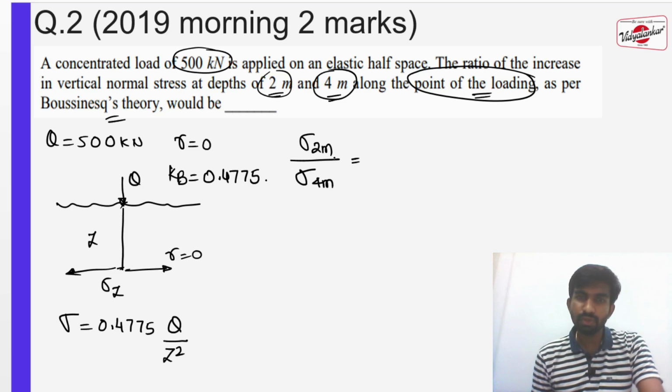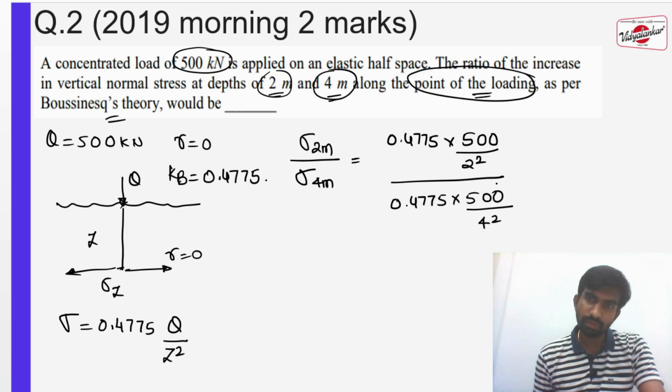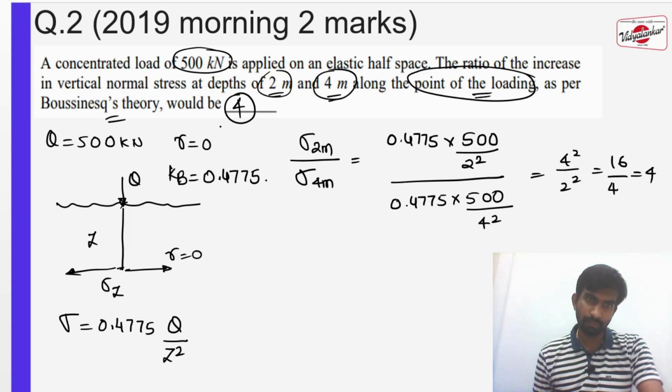So if I put in for the 2 meter, it is 0.4775, the Q value is 500, divided by Z square, for 2 meter it is 2 square, divided by 0.4775 into 500 divided by, here Z will be 4 square. So basically it will be 4 square by 2 square, that is 16 by 4, which equals 4. So that ratio would be 4 for this numerical. This is a numerical which was asked in 2019 for 2 marks.